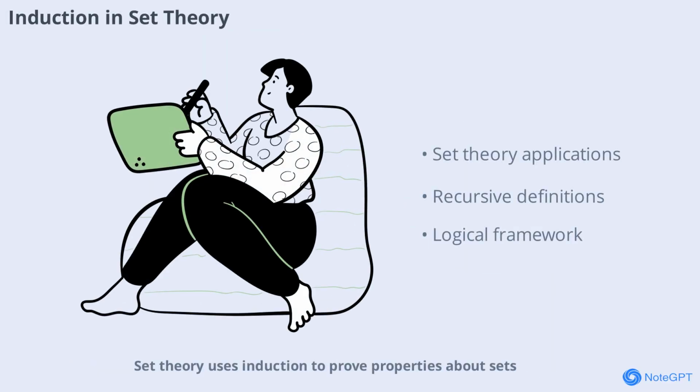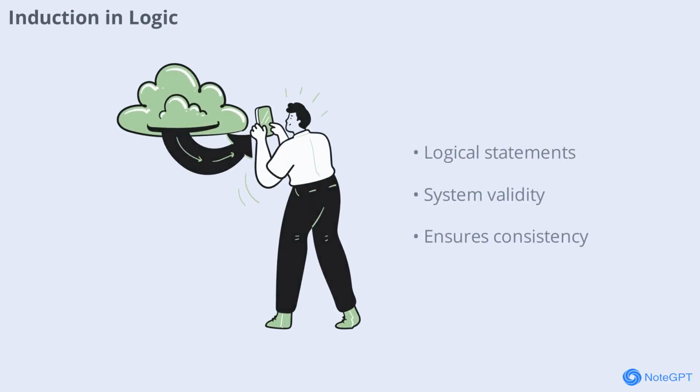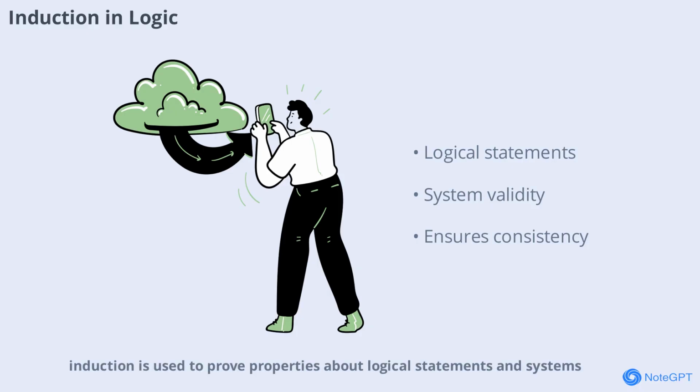Set theory uses induction to prove properties about sets, especially those defined recursively. For example, proving statements about the size or structure of sets built step by step. Induction provides a logical framework for these arguments. In mathematical logic, induction is used to prove properties about logical statements and systems. It helps establish the validity of rules and theorems, ensuring that logical systems are consistent and reliable. Induction is a backbone of formal reasoning.